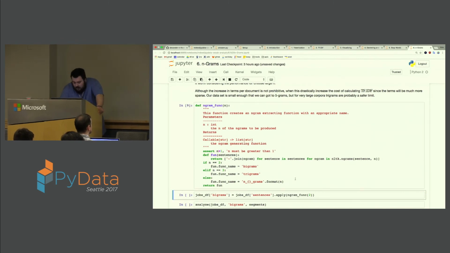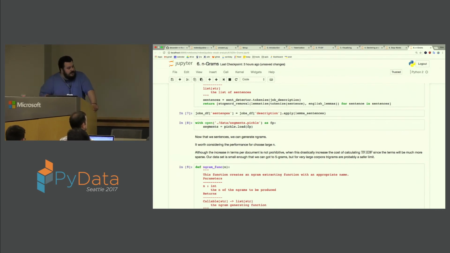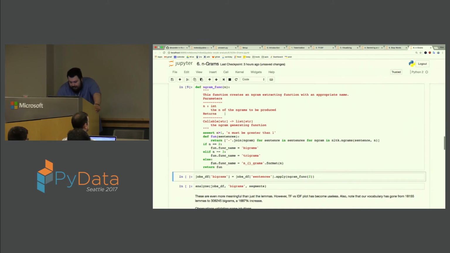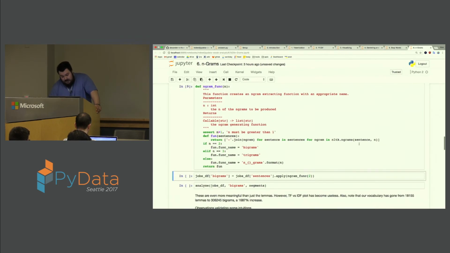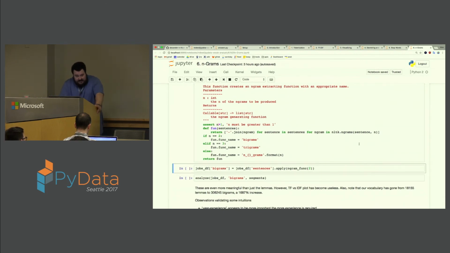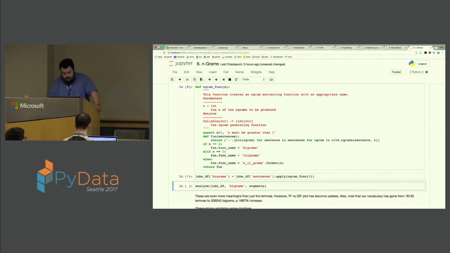Here we go. So we have our sentences that we created up here. This is all the sentence tokens that we have. What's contained in the sentences is a list of the processed sentences. So each row has a list of strings. And from that, I'm going to output a list of strings made up of the n-grams. So let's do it with 2 first.